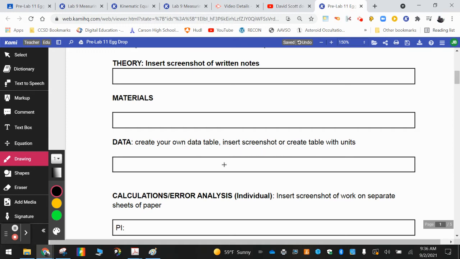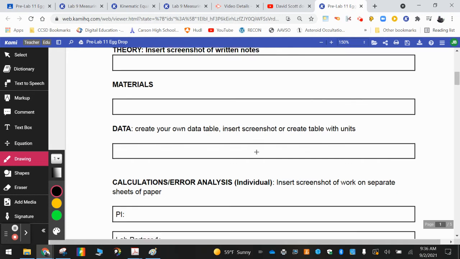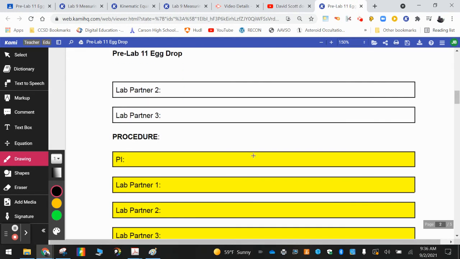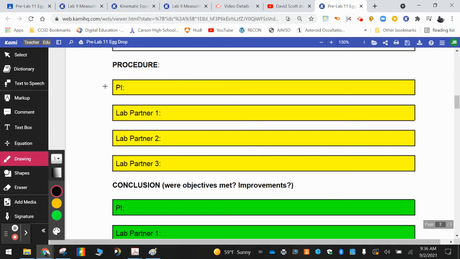The reason we're doing this is that I have a suspicion, with the COVID situation, that we may end up having to do remote AP testing like we did 2 years ago, just in case. Error analysis is done individually. Insert a screenshot. And then procedure: we're going to do this at the end. Once the lab is complete, review your notes and write a procedure on how you would do this.